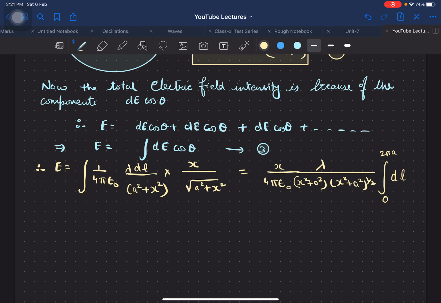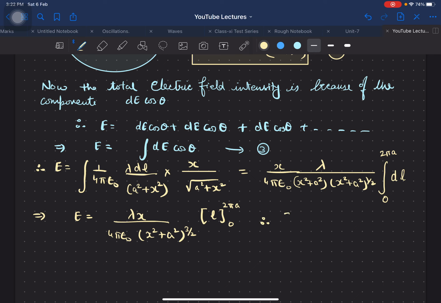So we have electric field intensity E equal to lambda x upon 4 pi epsilon naught, and we can just combine these two terms in the denominator because the bases are the same, so the powers can be added up. So the base is x square plus a square and the power is 1 plus 1 by 2, and we know 1 plus 1 by 2 is 3 by 2. Therefore I could write it as (x square plus a square) raised to power 3 by 2, and the integration of dl is L, such that the limit is changing from 0 to 2 pi a.